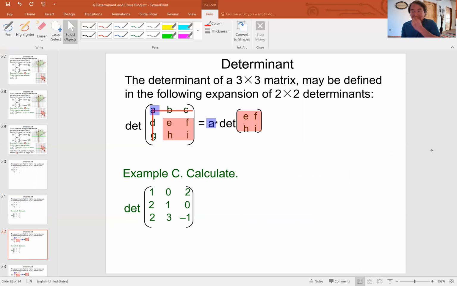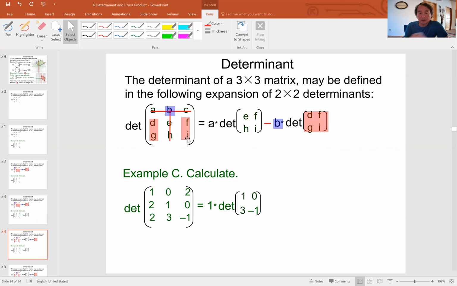Now 3 by 3, how do we calculate a 3 by 3? There's one way to do it: expansion according to the first row. We pick the first entry, cross out the entries in the same row and column, and I'm left with a little matrix, and that times the determinant of it. Next, I subtract: go down the row to the entry B, and subtract B times the determinant of the entries left over after crossing out its row and column, based on the same rule.